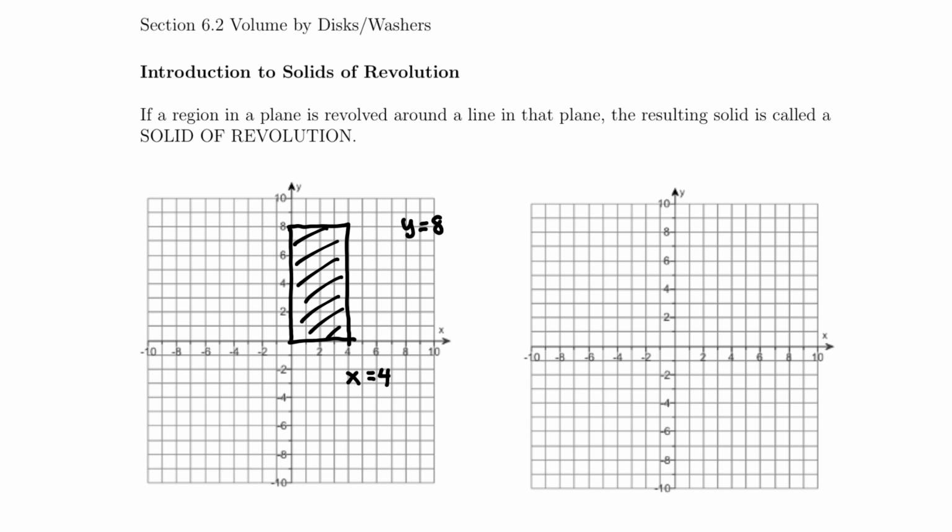I want to take this rectangle, and if you can picture this rectangle, this will be my axis of rotation. So I've got an axis of rotation, I have a rectangle. Picture taking this rectangle and revolving it around the y-axis, like this, revolving it around the y-axis.